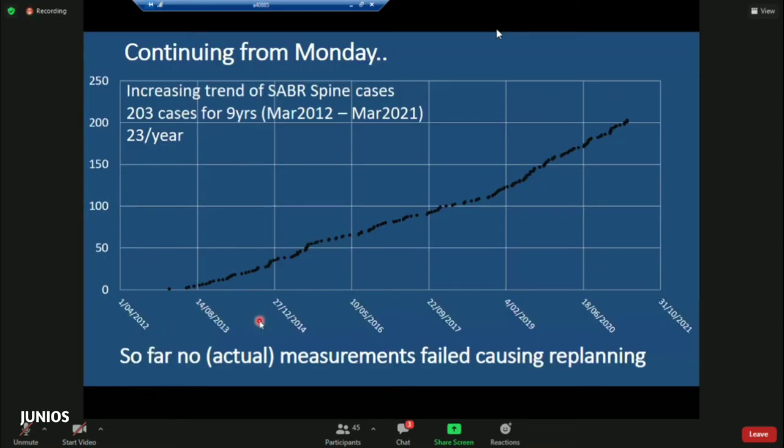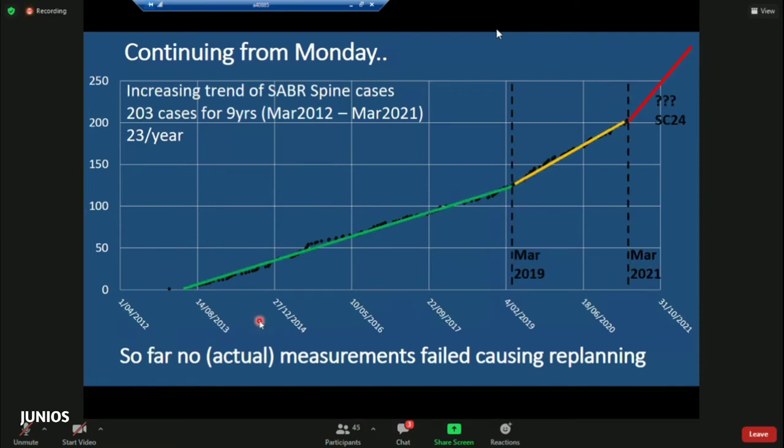So how many vertebral SABR or spine SABR are we treating? It's just a pool of data from here, up till last year, and it's actually increasing a lot. In the average case, we're talking about 2 cases per month or 23 per year. But we anticipate it will come up more because, according to one of the clinical trials, for example SC24, palliative SABR spine actually adds value compared to conventional palliative RT.